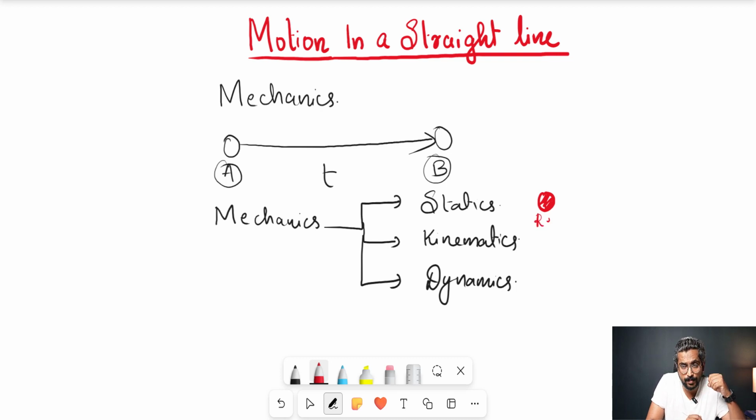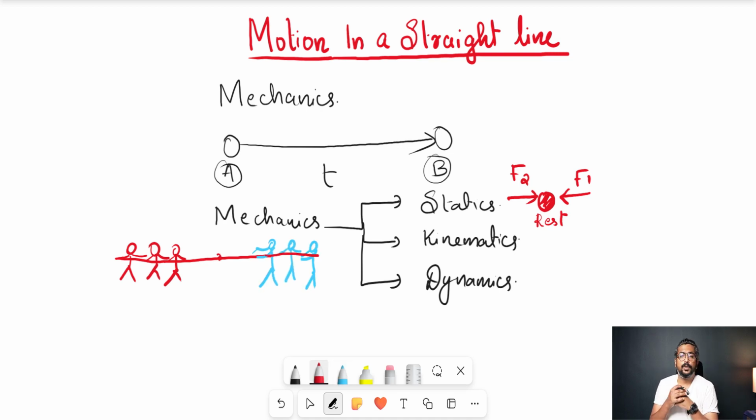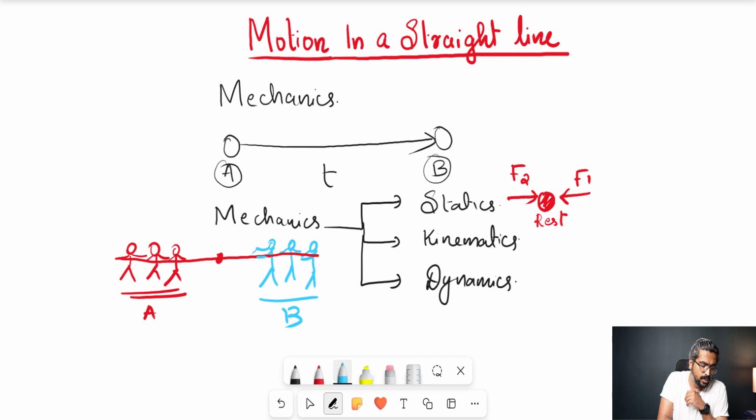We are studying the statics of the object. Or, in other words, other than rest, we can also say that if a force F1 is acting from this side, and another force F2 acts on the same object, and these forces are equal and their directions are opposite, then also the object will not move. In a tug of war, this is your team, a team of three, and there is a rope, and your opponent team is also three, team A and team B. If both teams are applying equal force, then the rope will not move. It will be at statics.